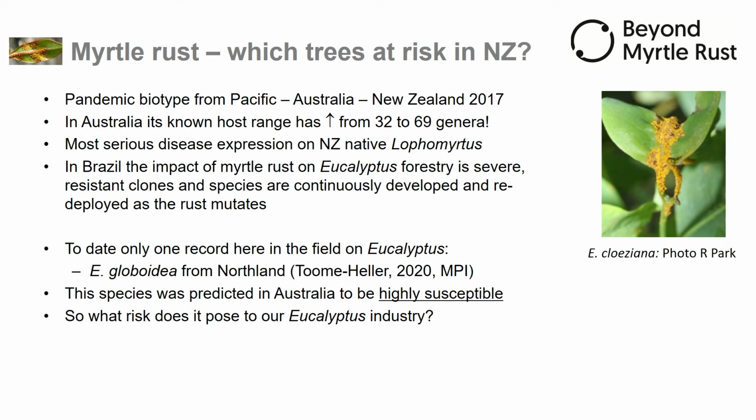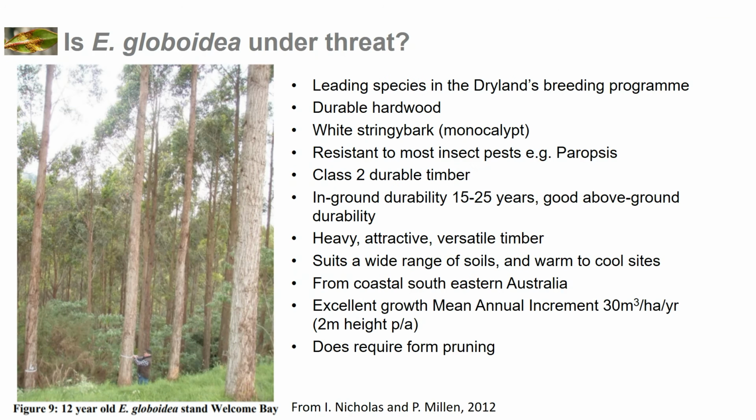To date in New Zealand, there's been only one record here in the field on eucalyptus, and it's no coincidence it was on Eucalyptus globoidea. This is the same species predicted in the previous slide by the Australian laboratory trials to be highly susceptible. So what kind of risk does it pose to our eucalyptus industry?